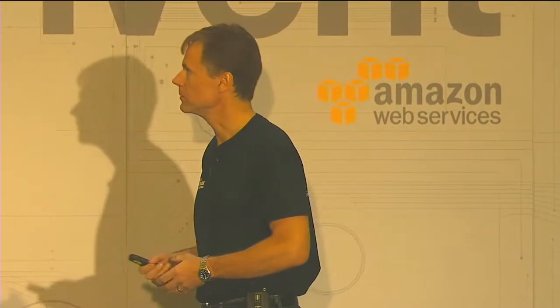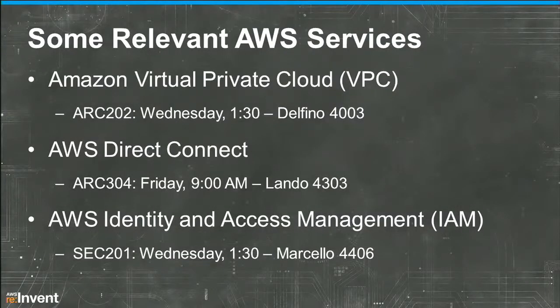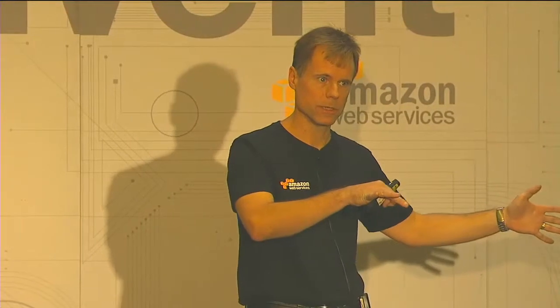Let's take a quick look at some relevant AWS services. You're familiar with some of these, I'm sure. And these are particularly applicable when we're talking about a hybrid cloud environment. So Amazon Virtual Private Cloud, or VPC, is essentially a way for you to overlay your networking topology into the cloud. You carve out your own little piece of the cloud, and it can make it look like an extension of your data center.